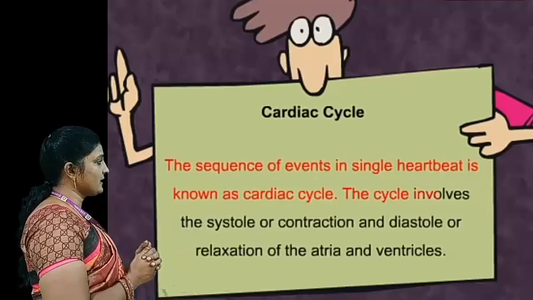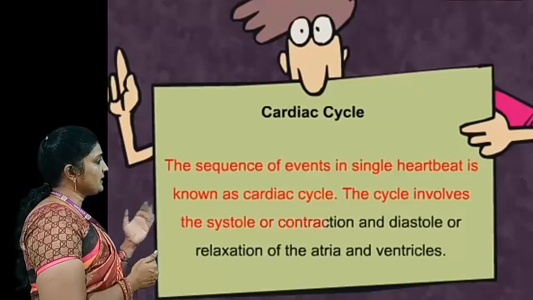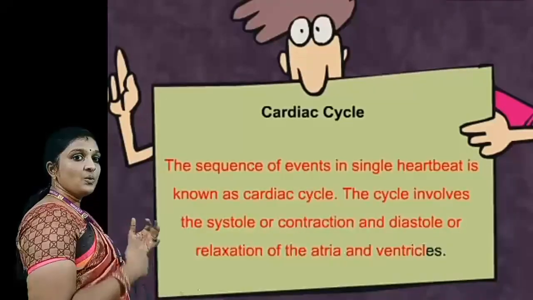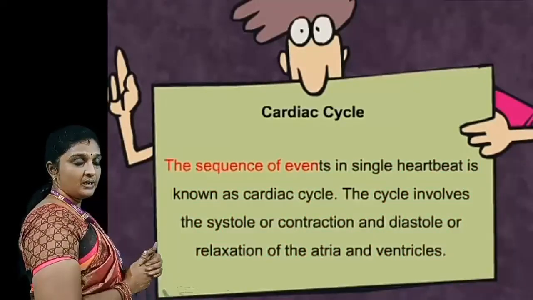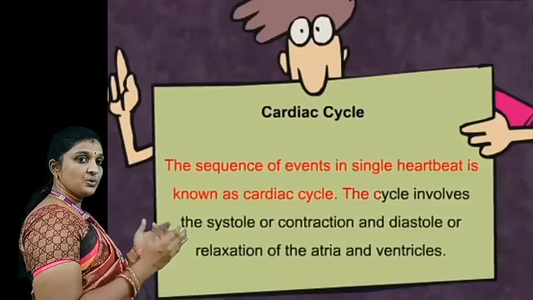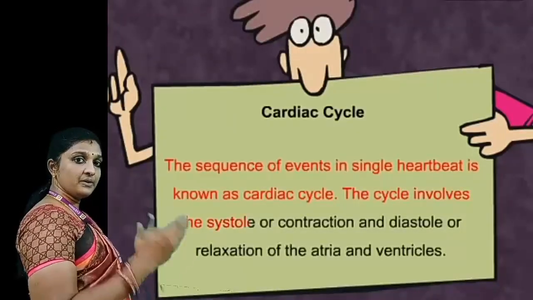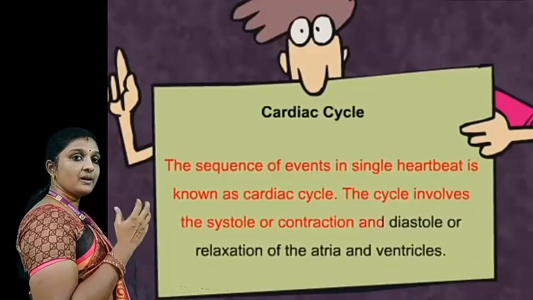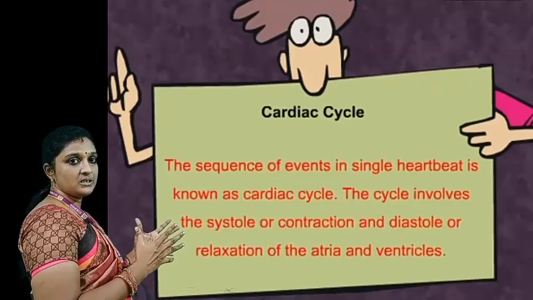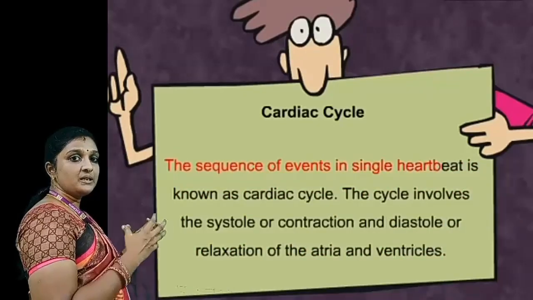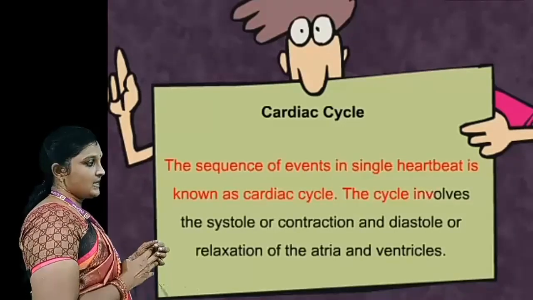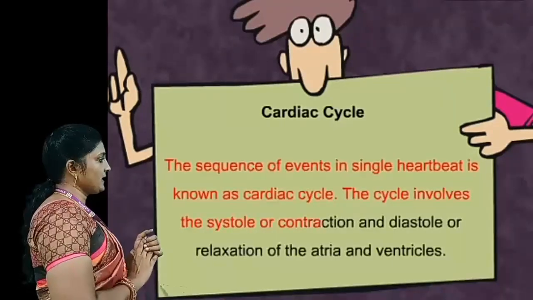So what does the cardiac cycle mean? A sequential event which is cyclically repeated in the heart. What happens cyclically in the heart is systole and diastole. Systole and diastole, which take place in the auricle and ventricle, help to contract and relax the heart. Because of the contraction and relaxation, the heart is beating and pumping the blood throughout our body. So this is about the cardiac cycle.